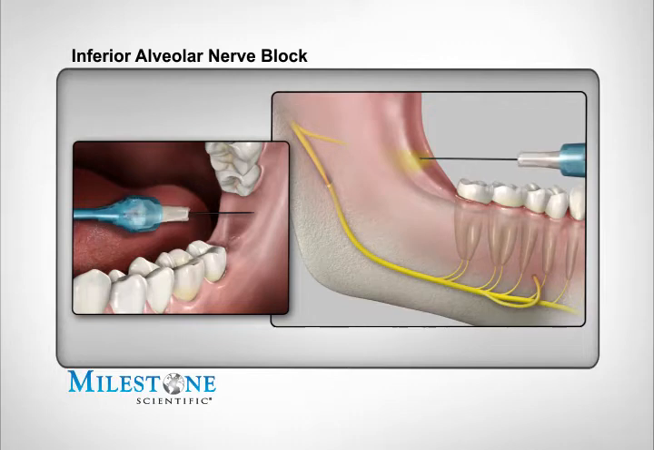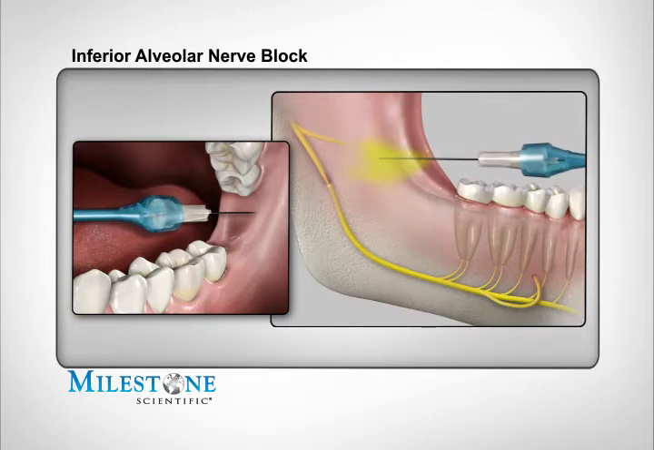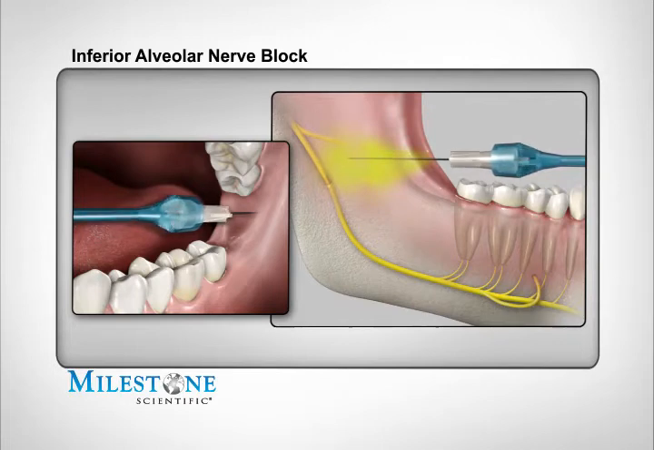Slowly advance the STA handpiece while simultaneously rotating the handpiece using a back and forth motion. This is called the birotational insertion technique, and it will minimize needle deflection, resulting in more accurate placement of the needle tip to the intended target. Advance the needle until bone is contacted. The final target is the medial aspect of the ramus.